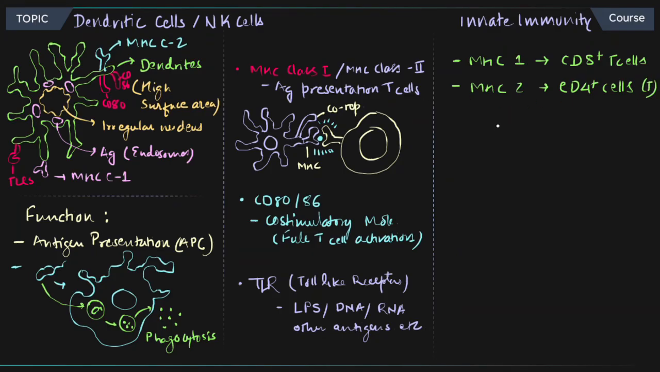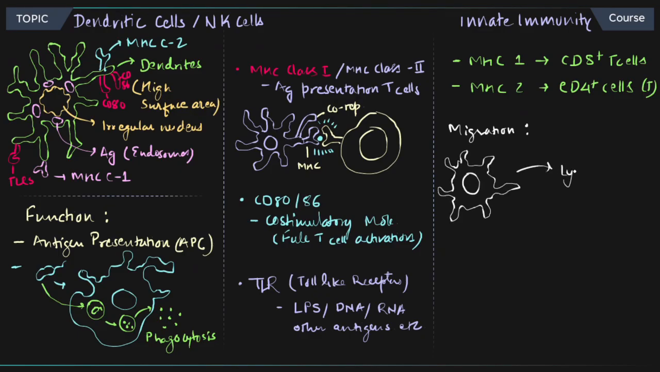We will know about these things also in more detail in our next course, which is on adaptive immunity. Now, let's talk about migration. These dendritic cells, they also migrate to different tissues. They migrate to lymph nodes.